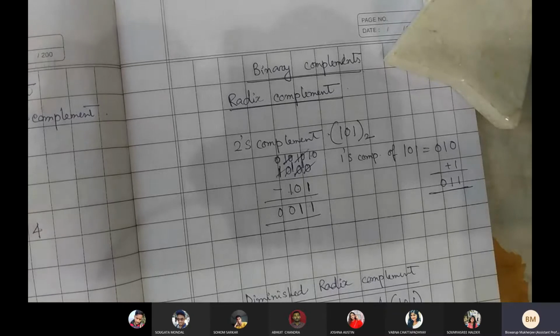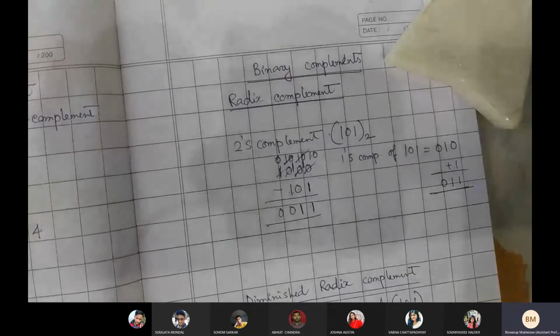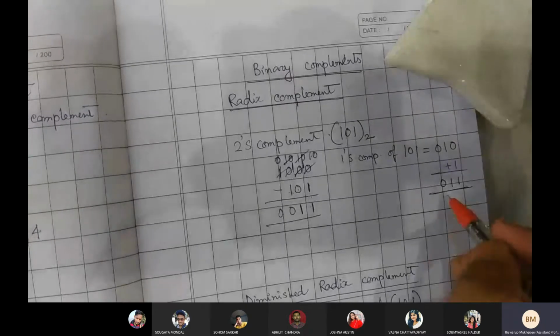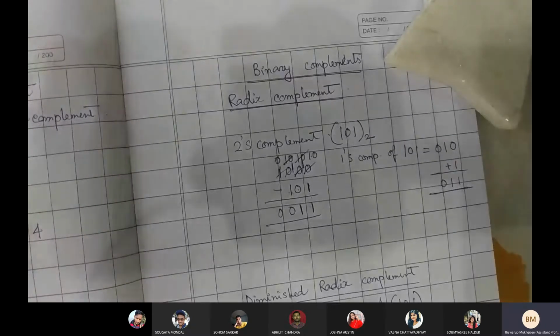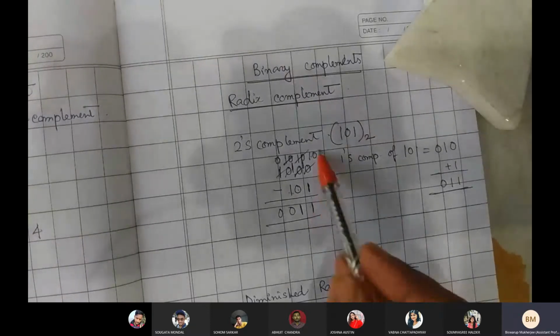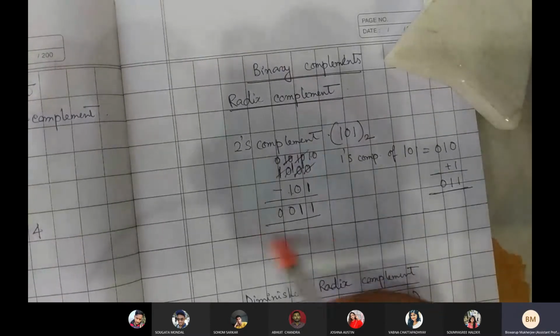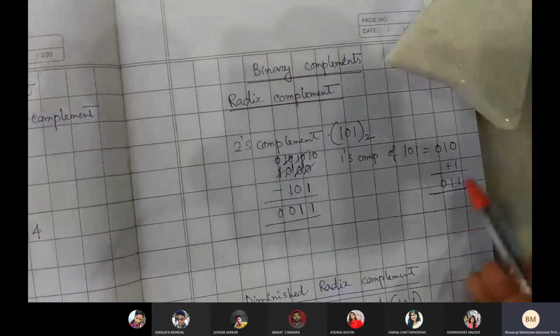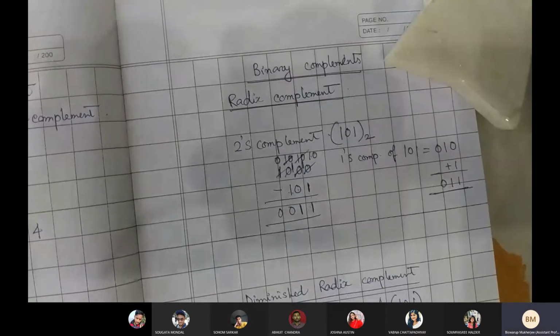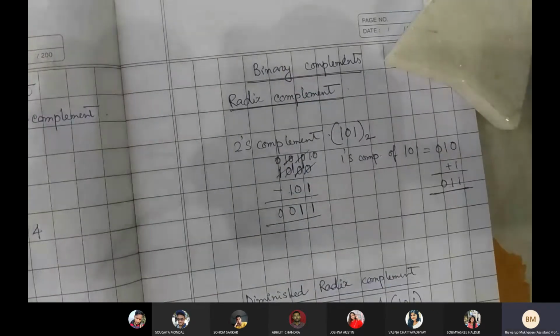Is that subtraction also clear? 1000 minus 101, how does it come 0011? Did you understand? Is it the same? Then I go on to the next. Yes, sir. Everyone understood, good. But the point is why we are going for this, as you can see that this may be a little bit complex. It may be complex, but this is very easy.